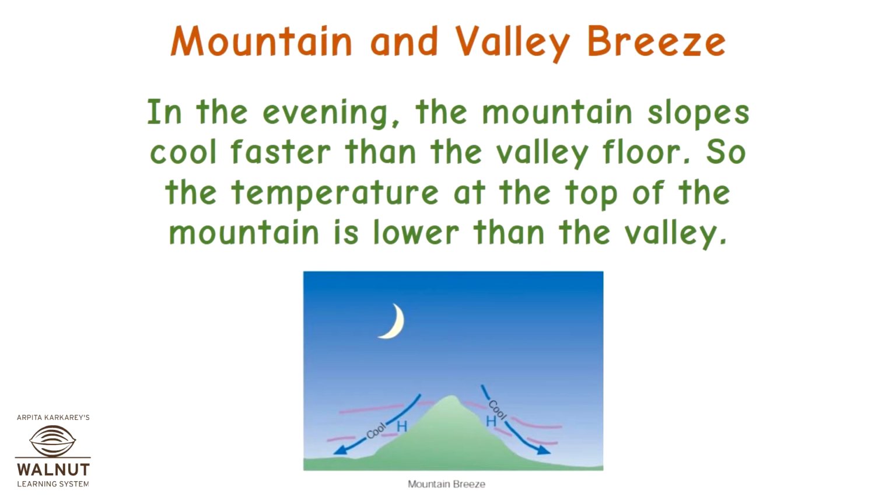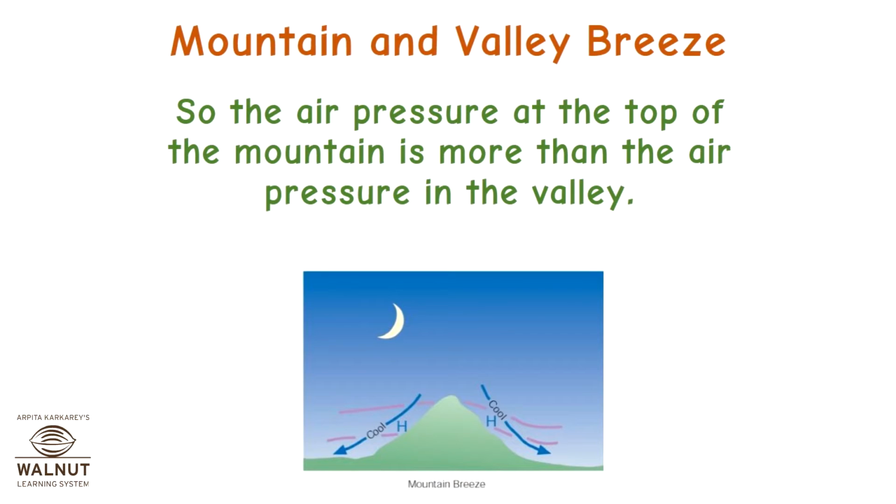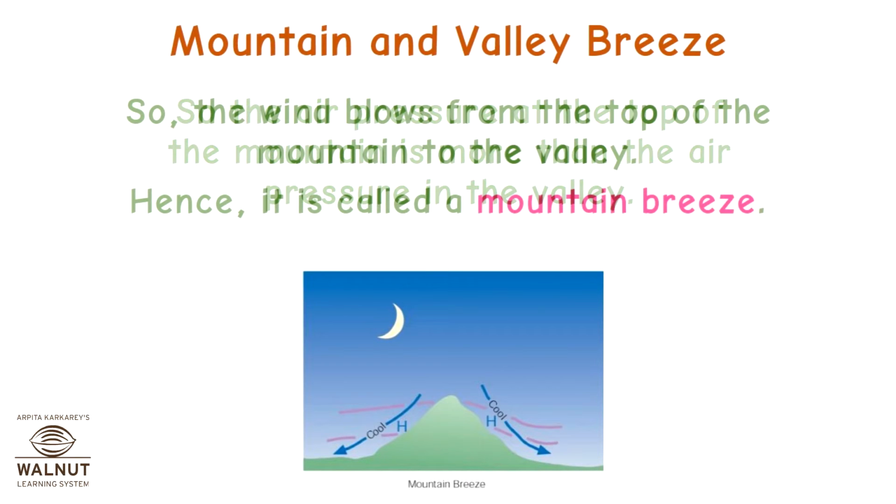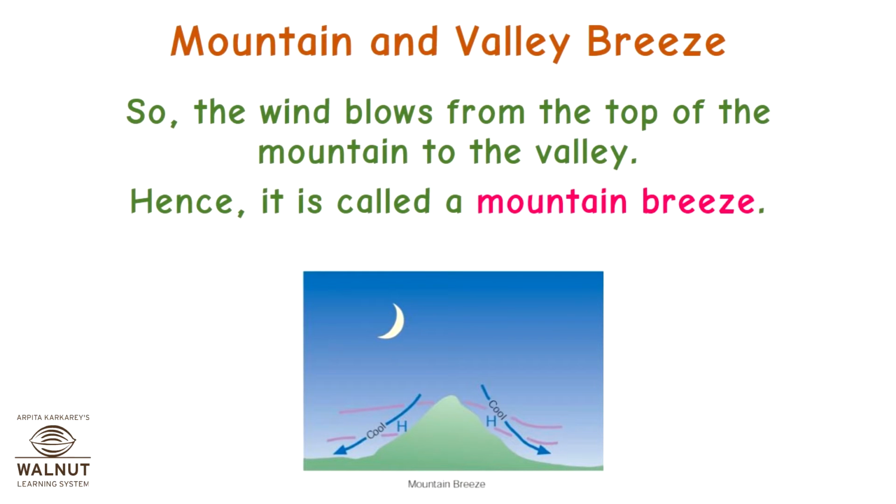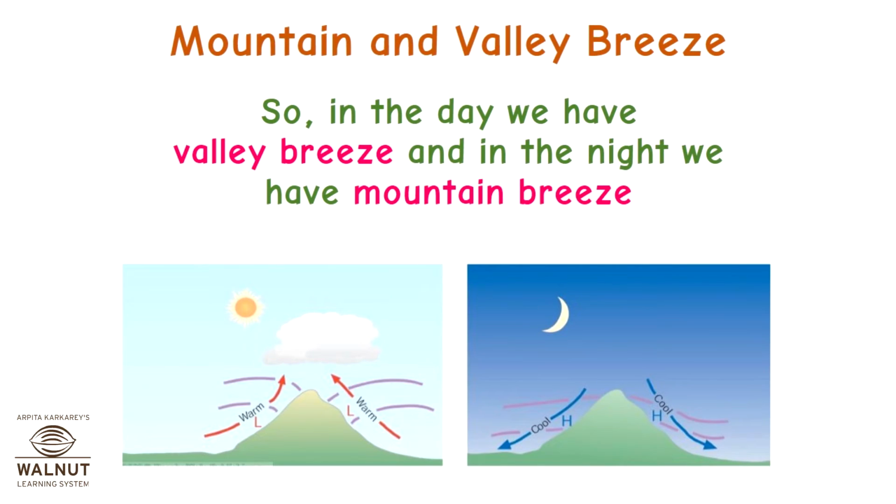In the evening, the mountain slopes cool faster than the valley floor. So the temperature at the top of the mountain is lower than the valley. So the air pressure at the top of the mountain is more than the air pressure in the valley. So the wind blows from the top of the mountain to the valley. Hence it is called a mountain breeze. So in the day we have valley breeze and in the night we have mountain breeze.